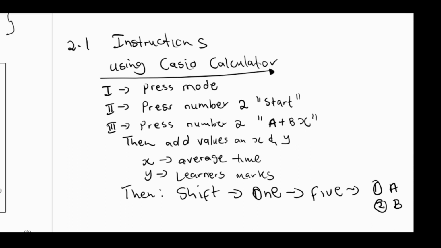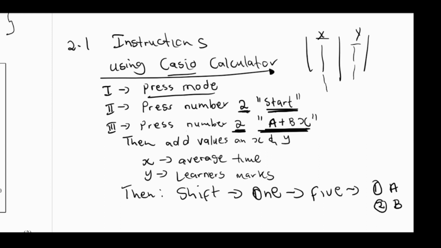So in a normal, casual calculator to be specific, the first thing you're going to do is press mode, and then press number 2, which would be written STAT, right? Then step number 3 is you press number 2 there. In number 2 you will see the equation of the regression line, right? After doing that, you're going to see a table like this, with x and y. You're going to put in values of x and then values of y, right?